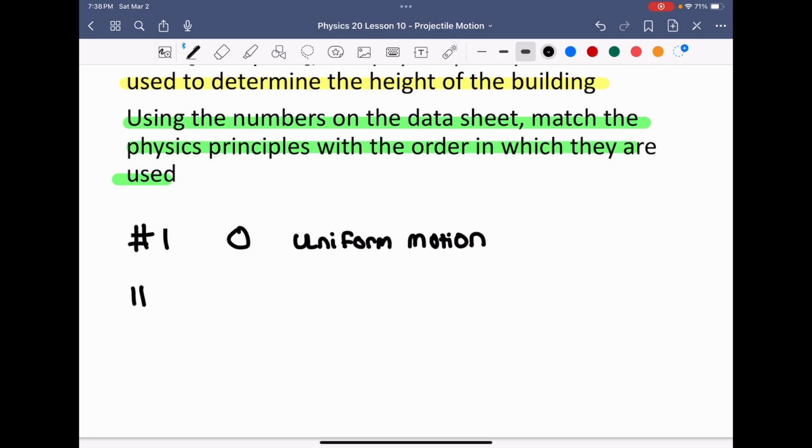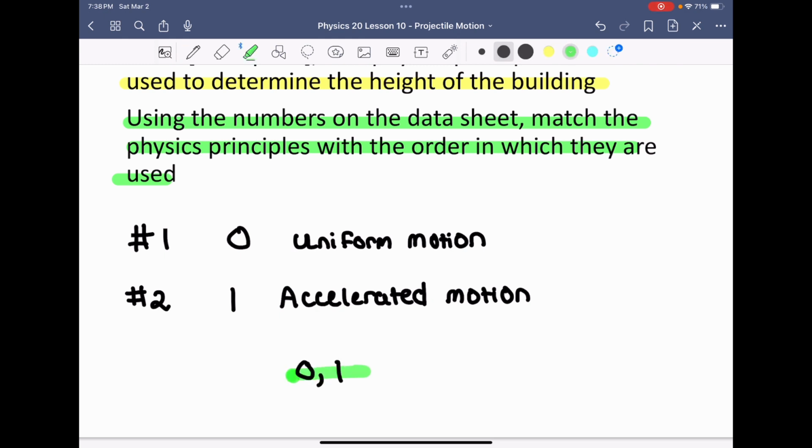All right, for step number 2 of that problem, we used the accelerated motion, which is number 1 in the physics principles. And so your overall answer, if you were to answer this on a numeric response, you'd say this is 0 and 1, or I used uniform motion, then accelerated motion. Just like in example 1 and 2, we actually did the opposite. Rather than using uniform motion first, we used accelerated motion first. And so this answer would have been 1, 0 instead of 0, 1.